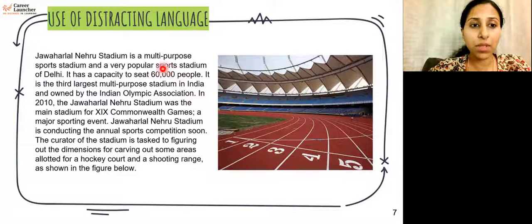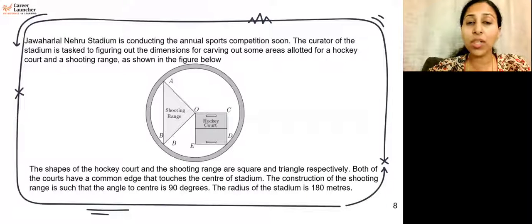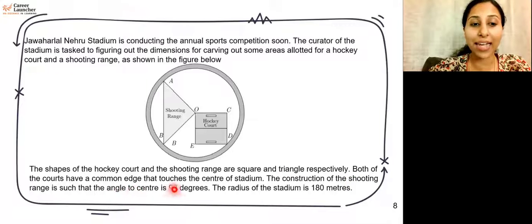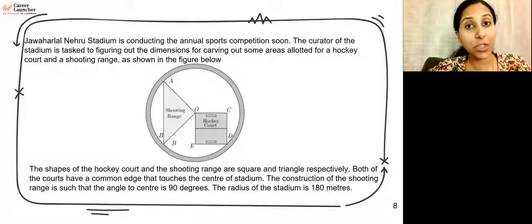You may assume that the 60,000 people and the year 2010 may have some relevance to the question, but in fact they do not. The actual content which is required is just this figure and the last sentence of this passage, which says that the construction of the shooting range is such that the angle to the center is 90 degrees and the radius of the stadium is 180 meters. All the remaining text is there just to distract you. And this is something that you need to be careful about.